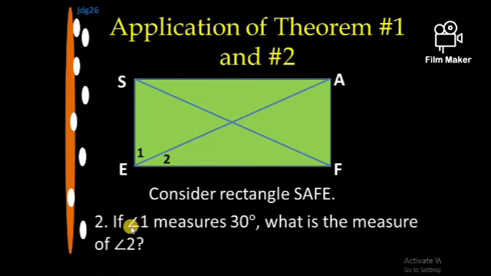Number 2. If angle 1 measures 30 degrees, what is the measure of angle 2? What do you think the answer is? Correct! The answer is 60 degrees. What is the reason? When we add the measures of angle 1 and angle 2, it should be 90 degrees. So, if angle 1 is 30 degrees, we still need 60 degrees to make it a right angle.